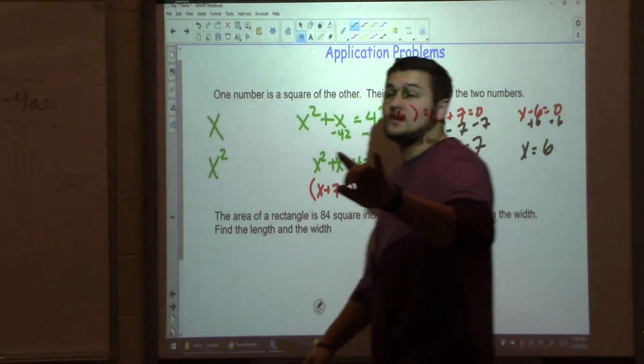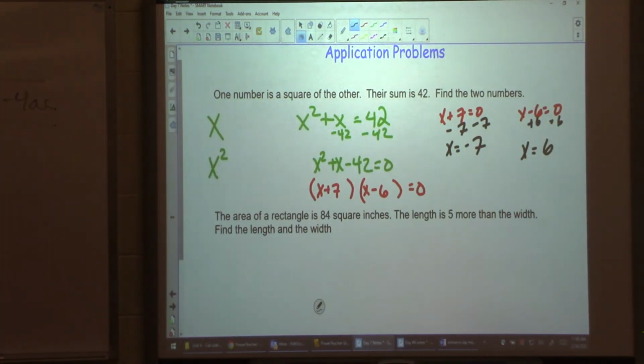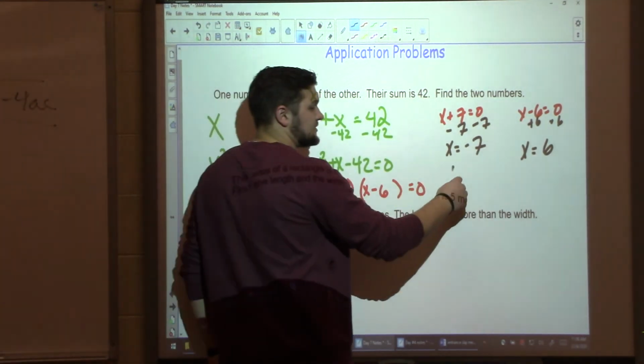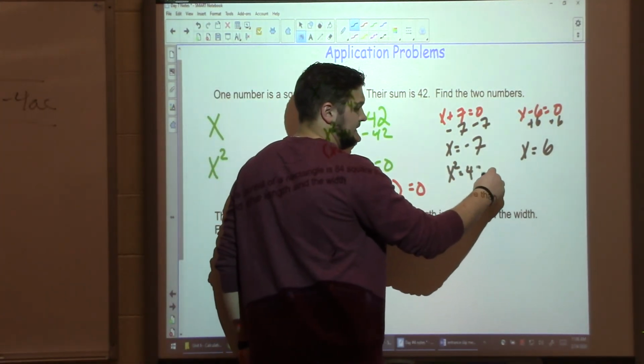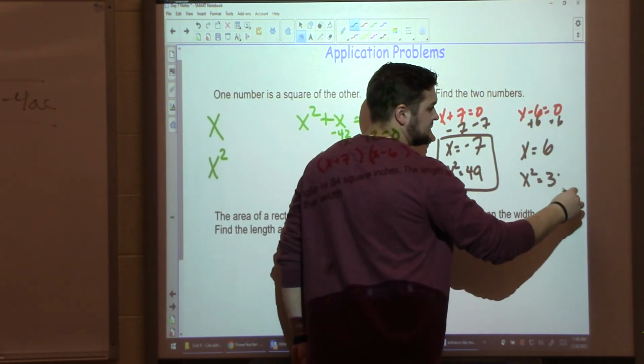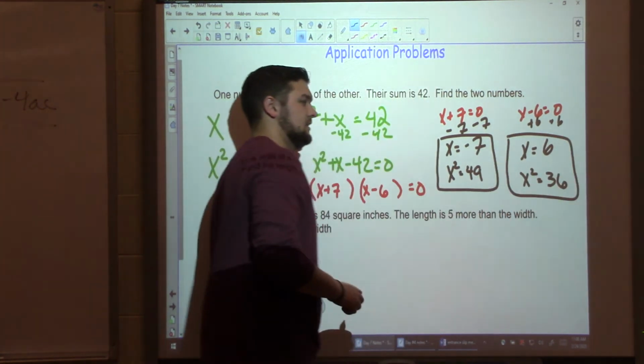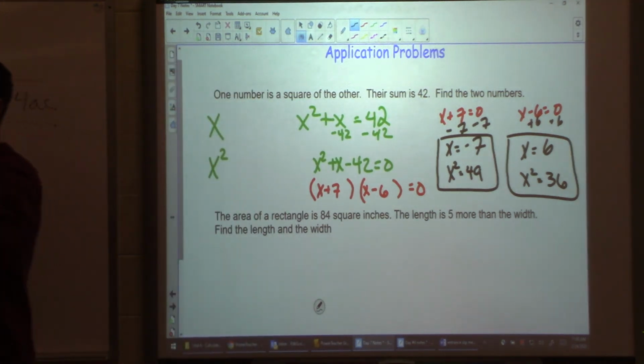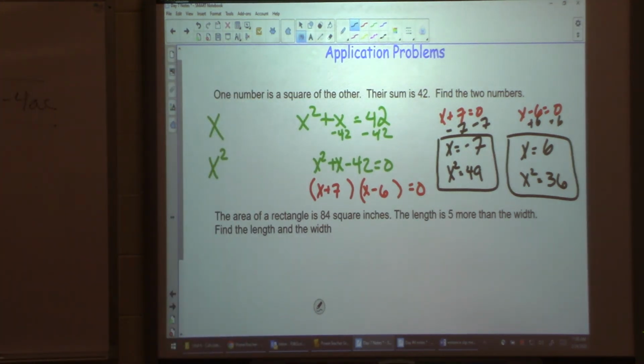So we found out our first number can be two things. It could be negative 7, or it could be 6. Well, my second number is going to be either 49 or 36, because I'm squaring it. So those are your two possibilities. Negative 7, 49, 6, 36. All you do is solve for x. Does that make sense? Okay, we have one more problem to do, and then we're done.